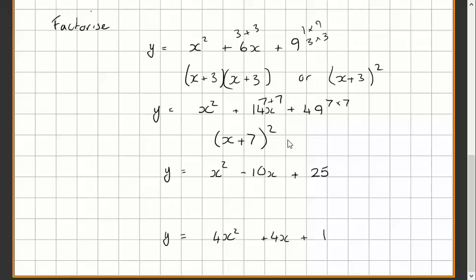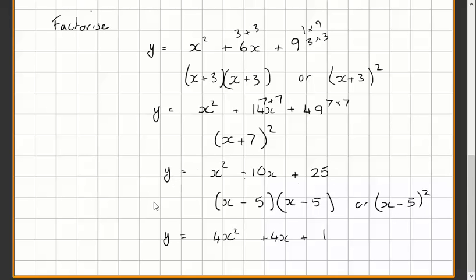This one, well, we've got a negative there and a positive there. And that means the brackets, if you were to write them both out, must be x minus and x minus, because a minus times a minus makes a positive, but adds to make a negative. 25, 10 is 5 and 5, or x minus 5 squared.